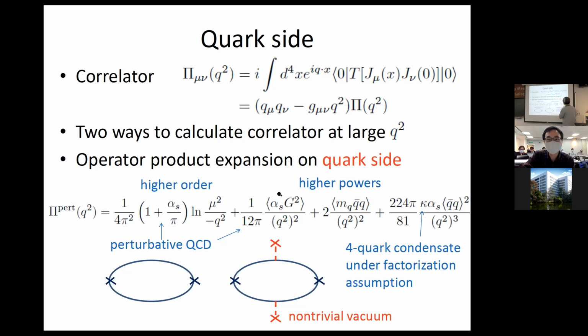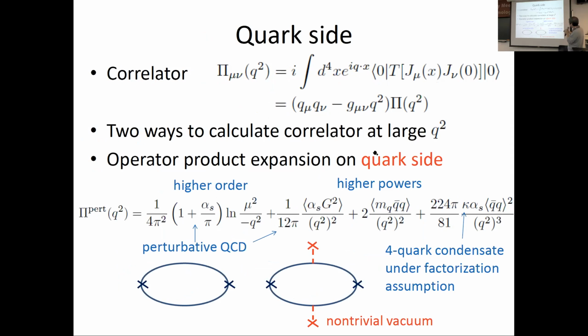People have computed this up to 1 over Q to the sixth power. This is called the gluon condensate, this is called the quark condensate, and this is the so-called four-quark condensate. Usually people parameterize the four-quark condensate in terms of a parameter called kappa, between 2 and 4. This is the so-called factorization assumption. What is kappa? Kappa is just a constant.